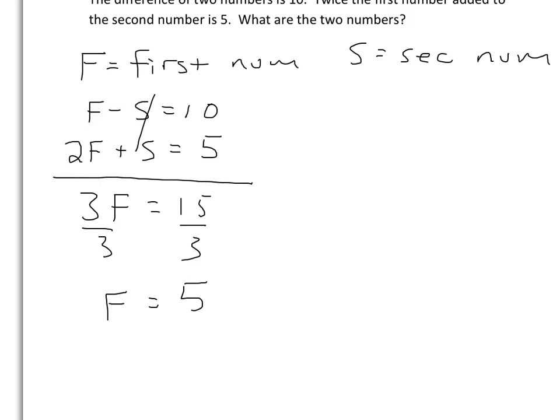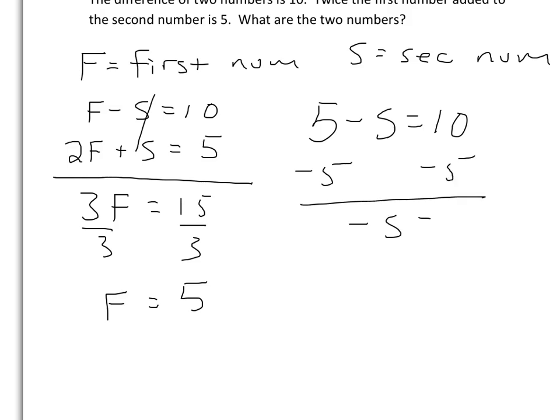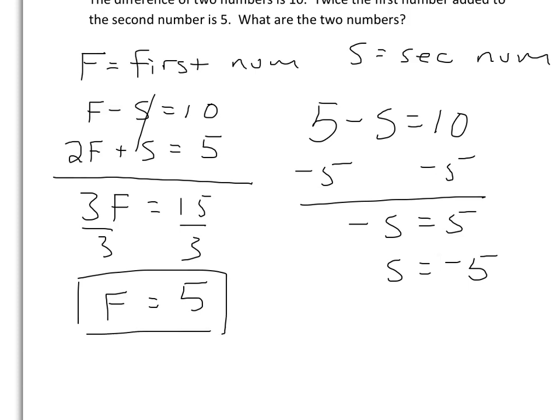And so I'll put f as 5 in the first equation. So 5 minus s equals 10. So to solve for s, I'm going to subtract 5 from each side. Negative s equals 5, or s equals negative 5. So the first number is 5, and the second number is negative 5.